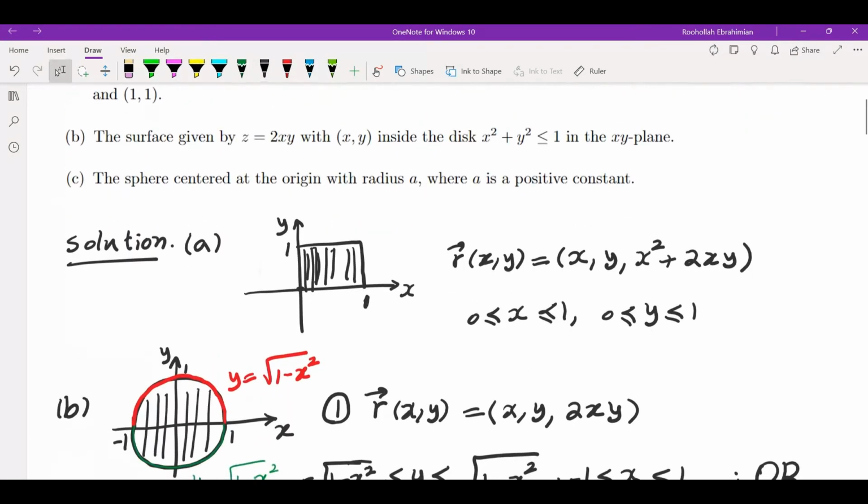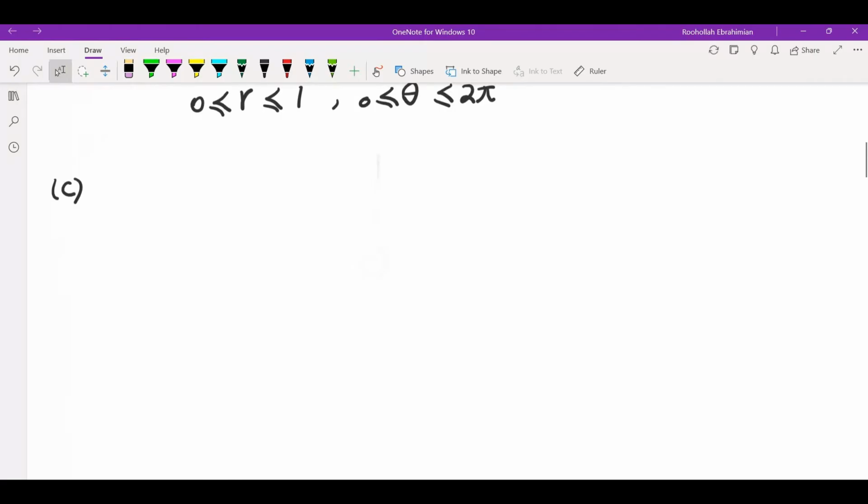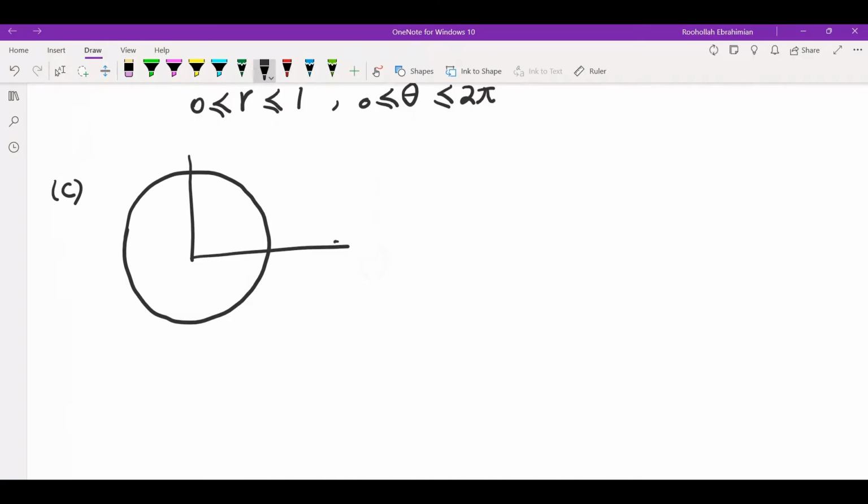So let's look at more examples. The next one is the sphere centered at the origin with radius a, and a is a positive constant. So we have a sphere centered at the origin, and we want to parameterize that sphere. How do we parameterize a sphere centered at the origin? Well, the best thing to do would be to use spherical coordinates. We know that rho is equal to a because it's the sphere itself.